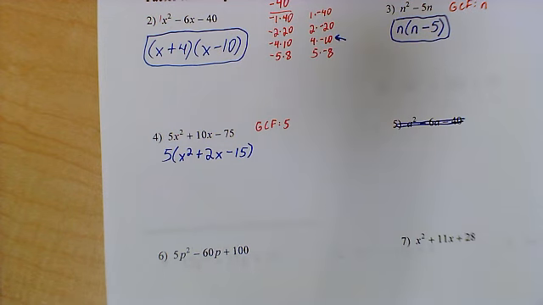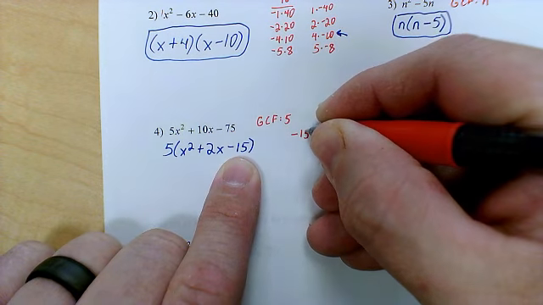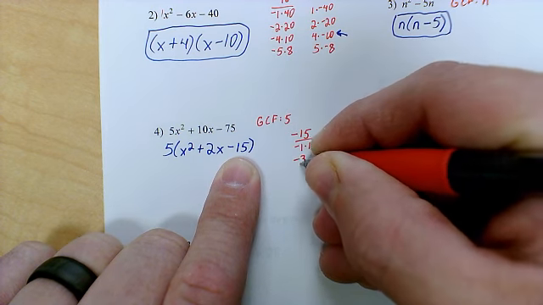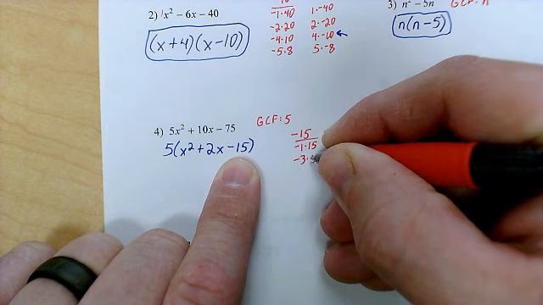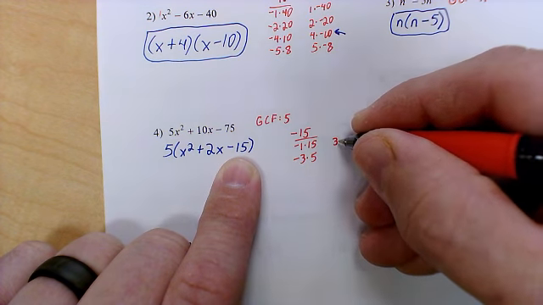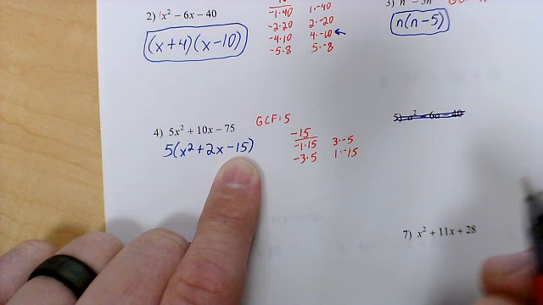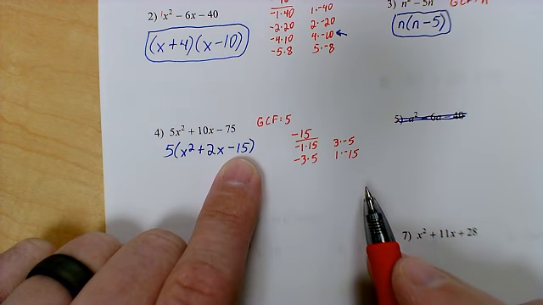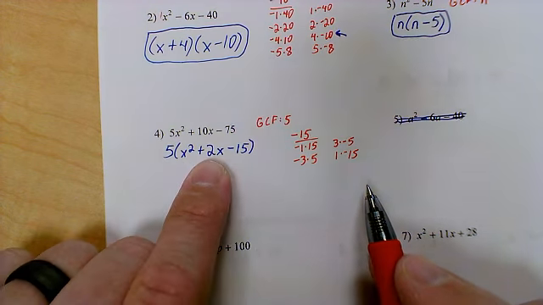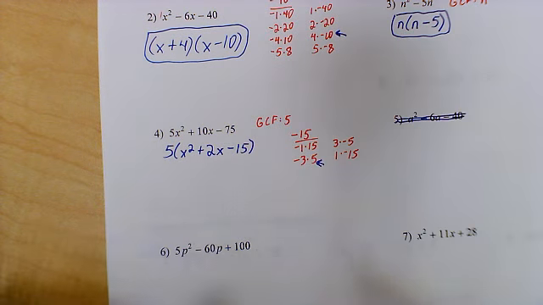Alright, now I try to factor it a little further if possible. I'm going to take that value of c, which is now negative 15, and write down numbers that multiply to negative 15. This is just an exercise in your ability to multiply, so hopefully you're not struggling with this. Of those pairs of numbers that multiply to negative 15, negative 3 times 5 is the pair that would add to positive 2. So now I'm going to use that.